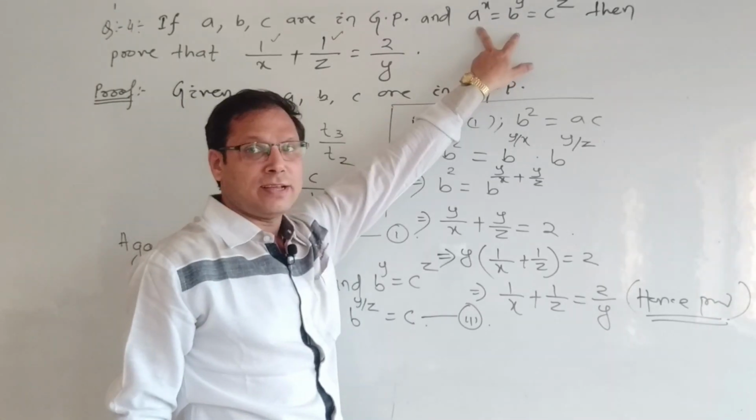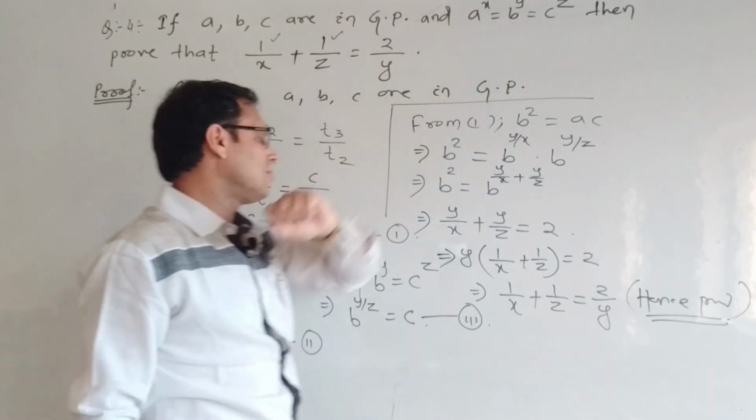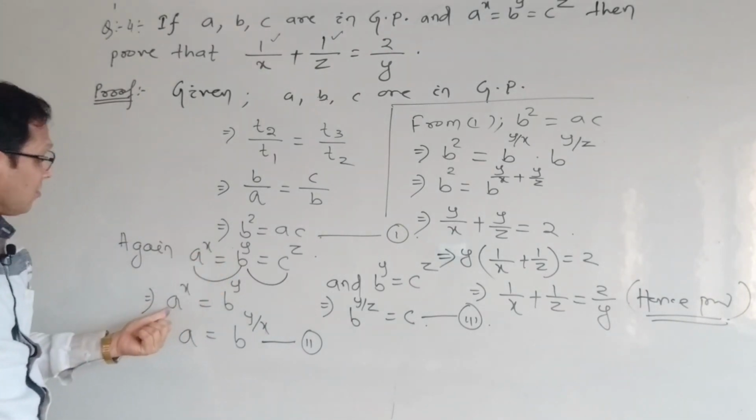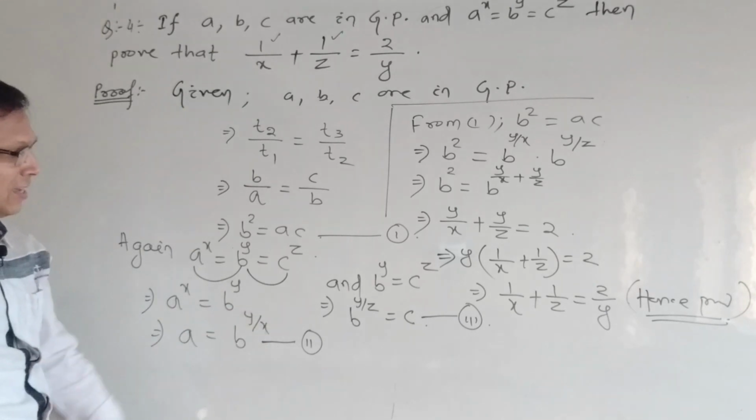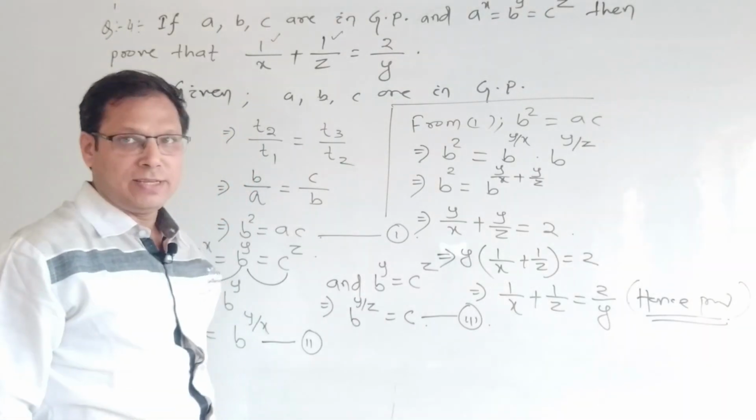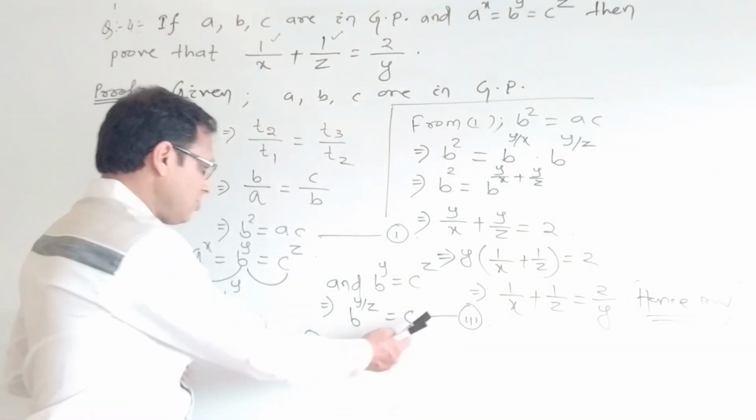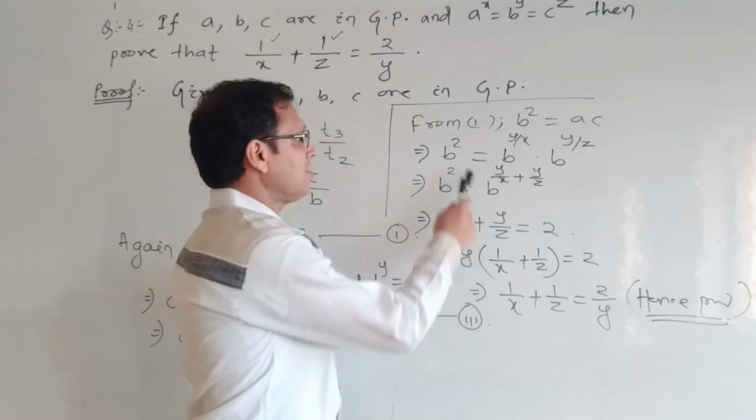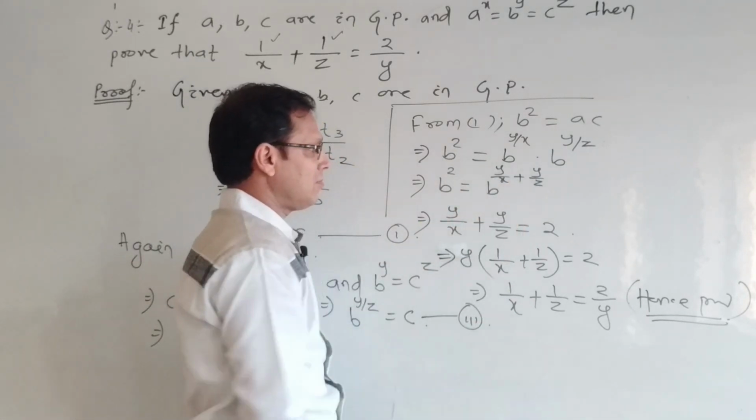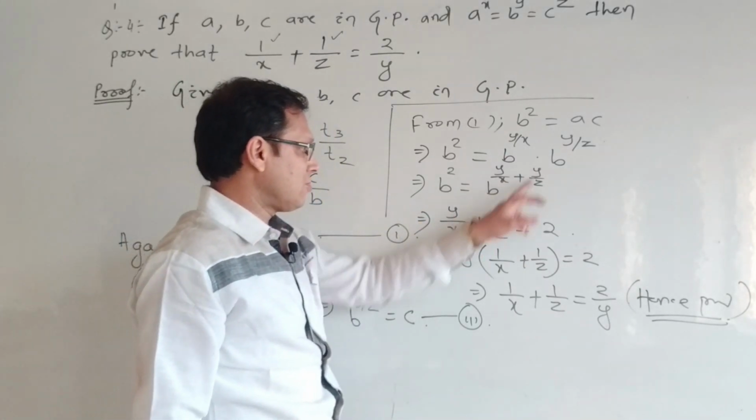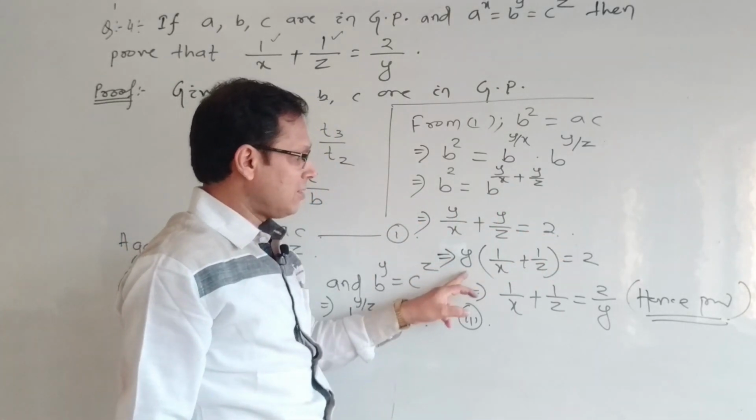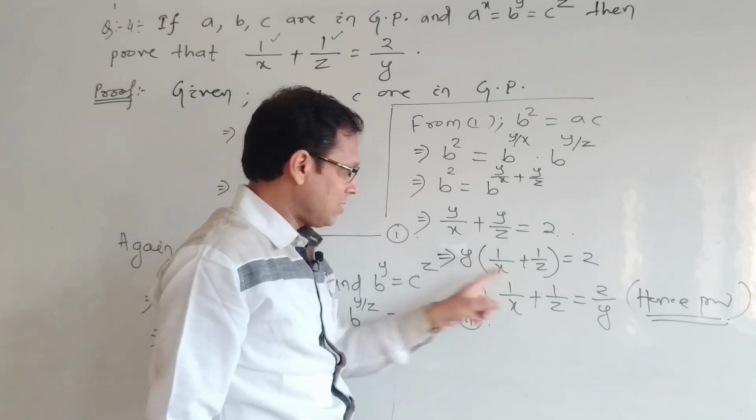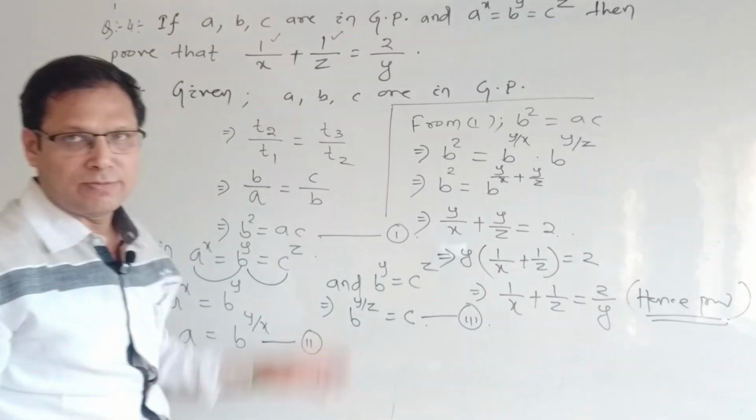Another given condition is there, that is a to power x is equal to b to power y is equal to c to power z. That means from this we can conclude that a is equal to how much? b to power y by x, and c is equal to b to power y by z. Taking these two values a and c, here replacing in b square is equal to ac, we get b square equal to b to the power y by x plus y by z. So y by x plus y by z is equal to 2. Taking y as common, we are left with 1 by x plus 1 by z is equal to 2 by y. So make it a note.